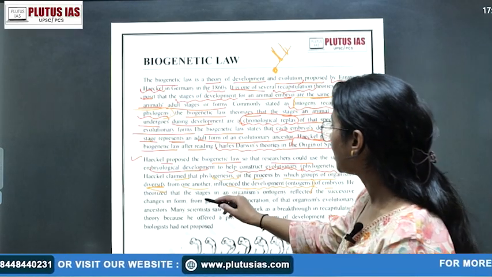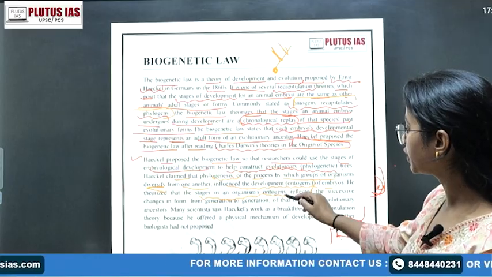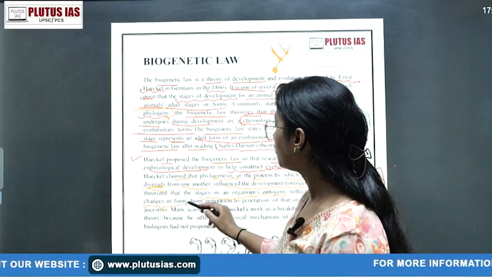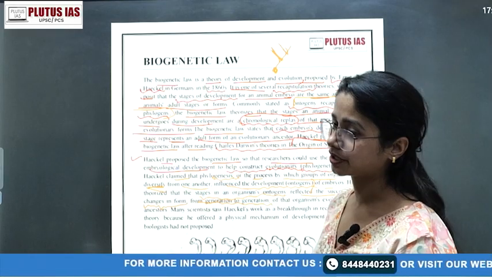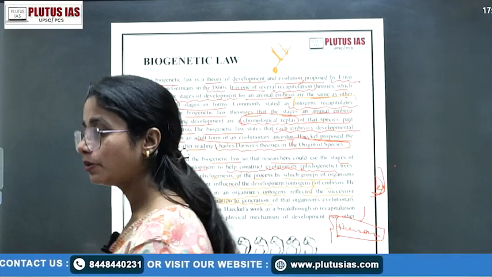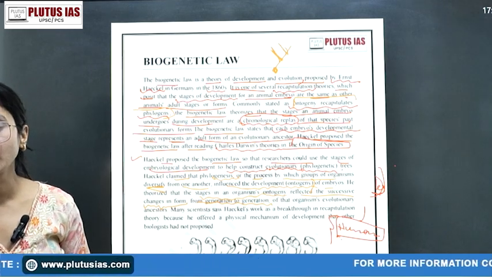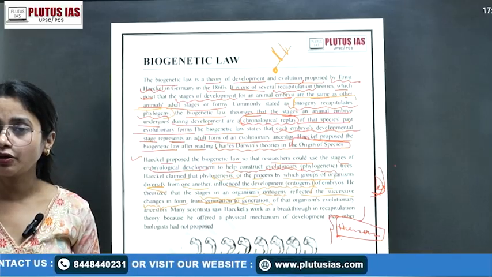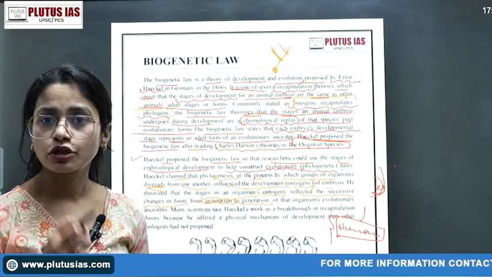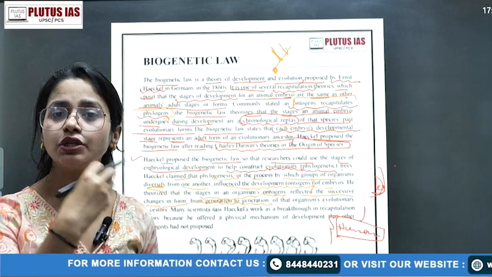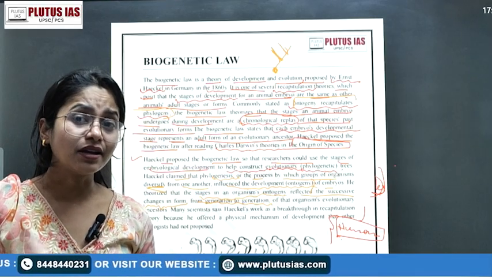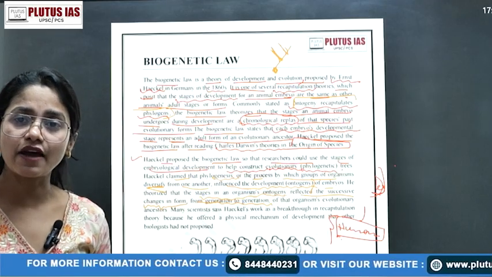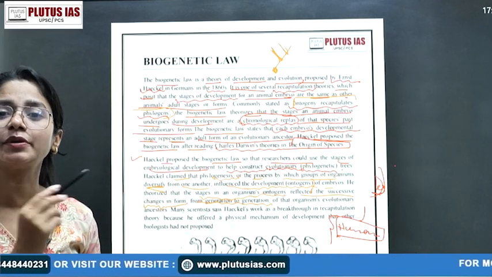He theorized that stages in an organism's ontogeny, of course embryonic development, reflected the successive changes in form from generation to generation. Even if we talk about human evolution, the different types of human, such as Ramapithecus, Dryopithecus, then Homo erectus, Homo neanderthalensis, so many types. Suppose from Ramapithecus a new human has been formed, so in that adult stage of the human, next stage, suppose we talk about Homo erectus, Homo erectus has some similarities which were in Ramapithecus, right?